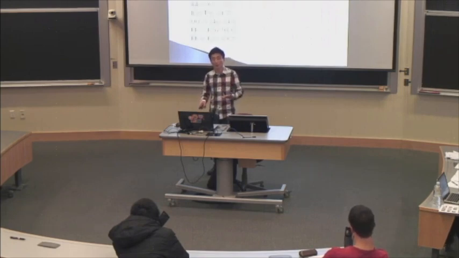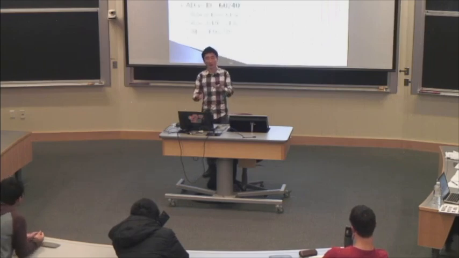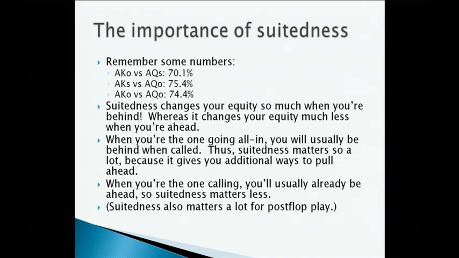When am I a 4 to 1 favorite? When am I a 70-30 favorite? When am I a 50-50? When am I a 60-40? Okay, so one thing that I hope you sort of got from these numbers is that suitedness matters a lot when you're behind and matters not that much when you're ahead. So if you look at these numbers, the gain of equity of ace-king when ace-king is suited is only 1%. You only increase your equity from 74.4 to 75.4.